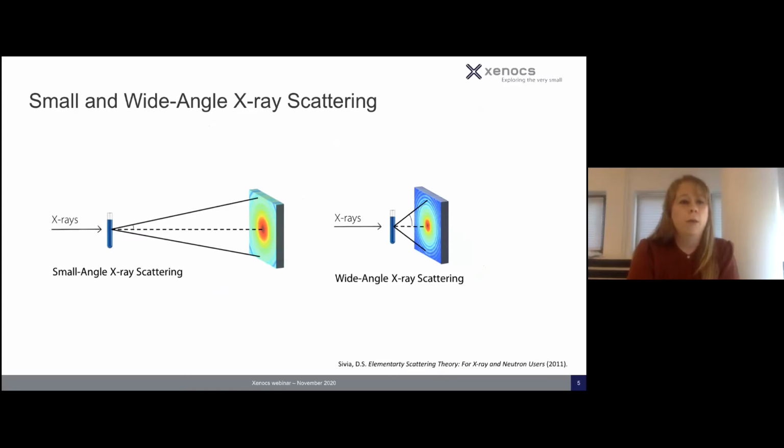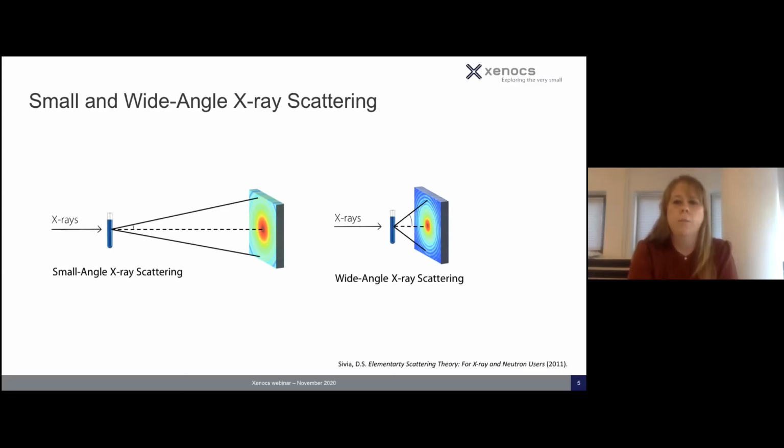So what are small and wide angle X-ray scattering? Well, in a SAXS experiment, we shoot X-rays onto a sample and we collect the scattering on a 2D detector. The scattering intensity is then plotted as a function of the scattering angle. And this scattering angle is inversely proportional to the probe length. And this means that when we have a large sample to detector distance, we collect small angles, so we look at large structures. And this is basically what we do in SAXS.